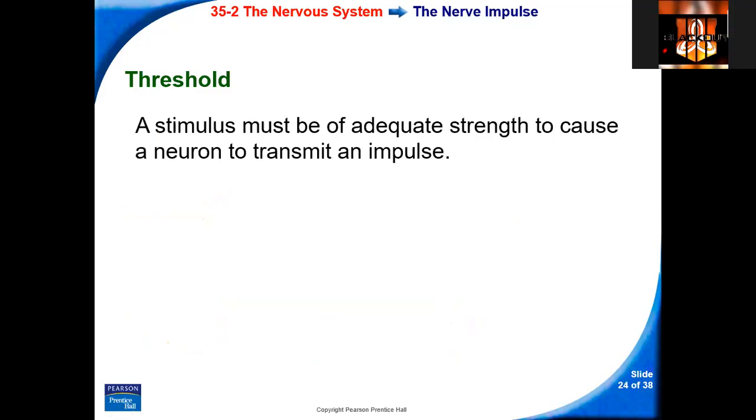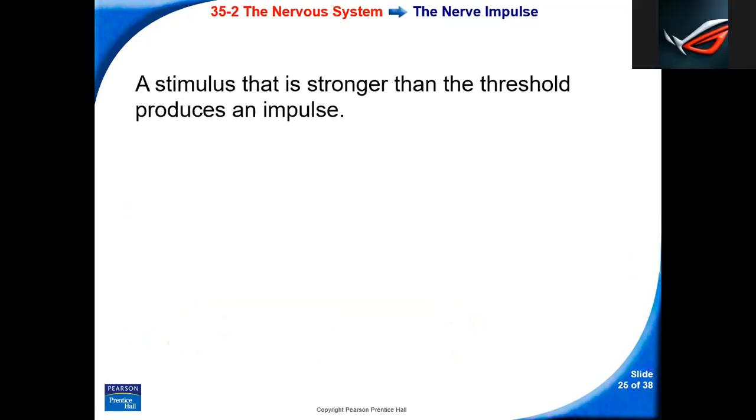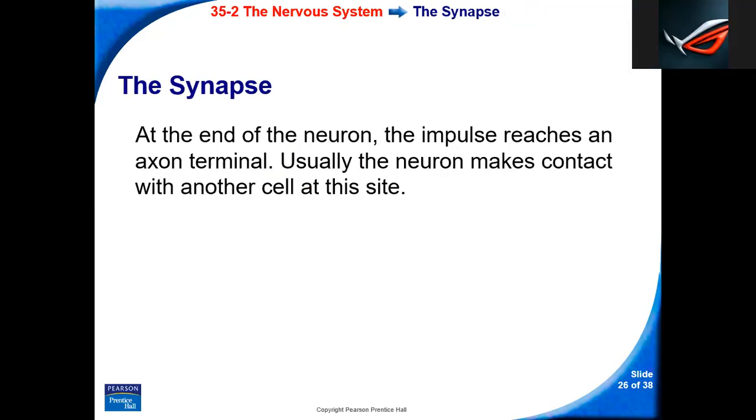Threshold, we explained it last time. We said the threshold is the minimum level of stimulus that is required to activate a neuron to carry out an action potential. A stimulus stronger than the threshold produces an impulse. But if the stimulus is weaker than the threshold, there is no impulse.